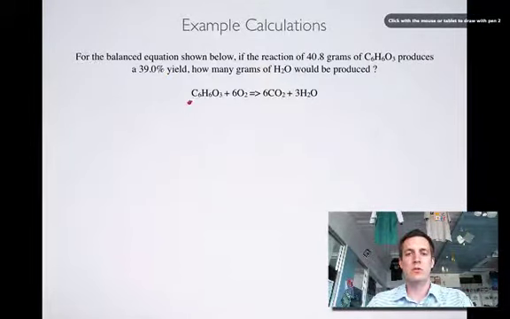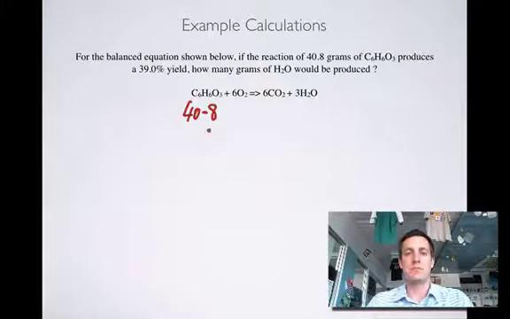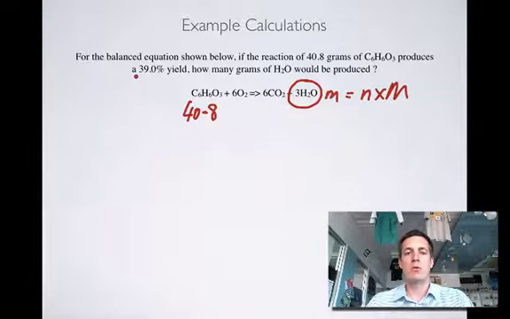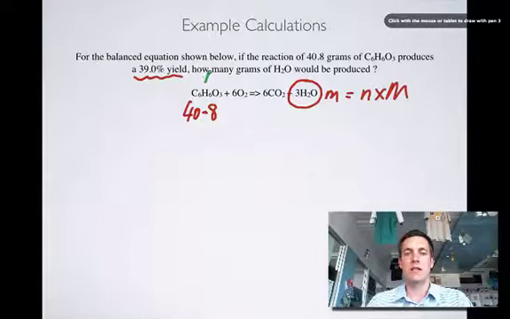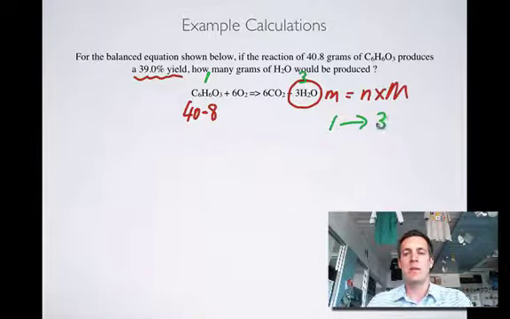We are told that we've got 40.8 grams of this substance, C6H6O3, and we're being asked to find the mass of water that forms. We know that that is the number of moles times the molar mass. But we're also told that we're only going to make 39% of what we ought to have made according to the stoichiometric ratio. So 1 mole of this reacts to form 3 of those, but instead of 1 mole turning into 3, it's going to turn into 39% of 3. We're only going to make 39% of what we could have possibly made according to our balanced equation.